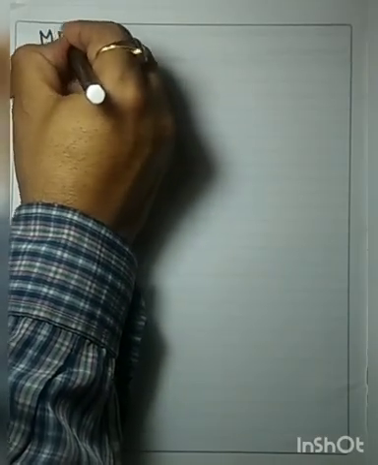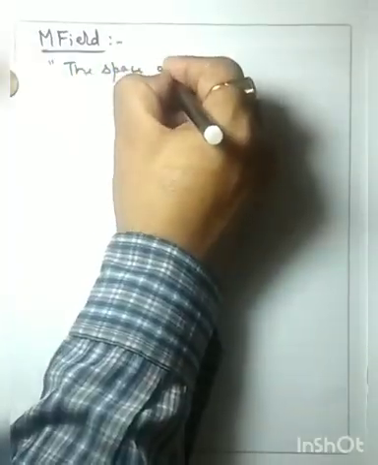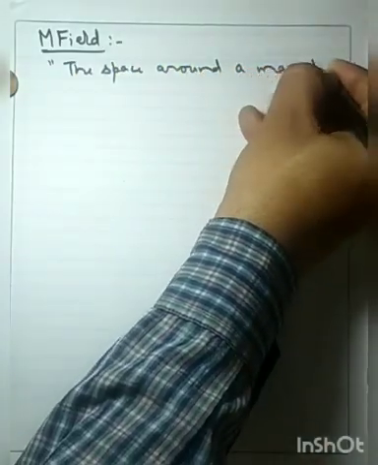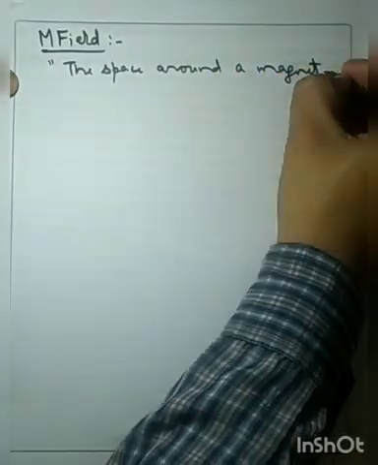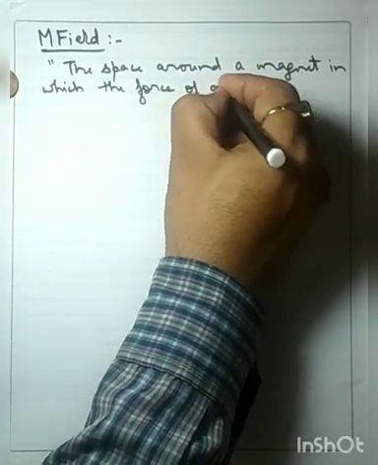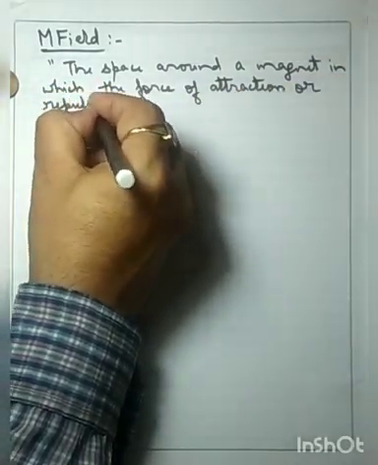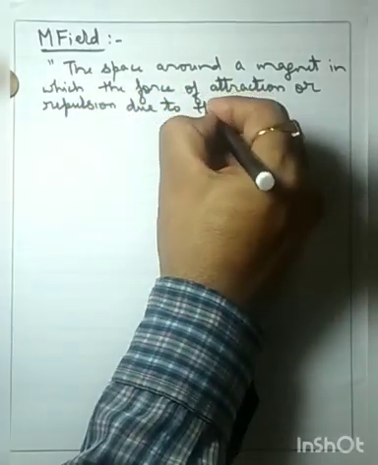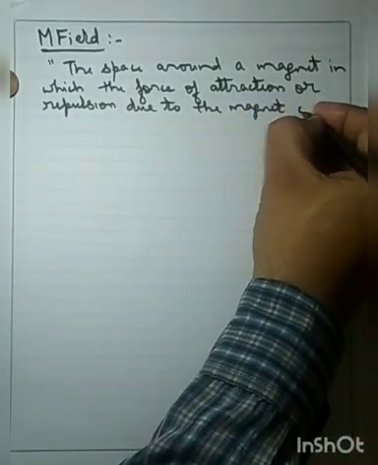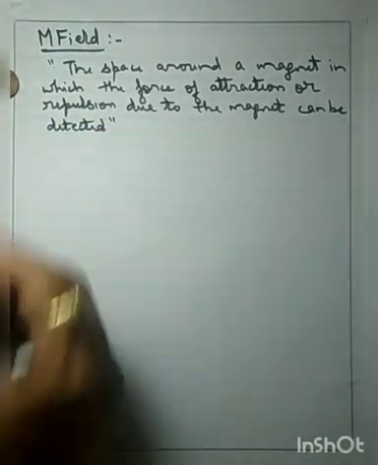what is the magnetic field. Magnetic field is the space around a magnet, in which the force of attraction or repulsion due to the magnet can be detected. Means we can understand this.